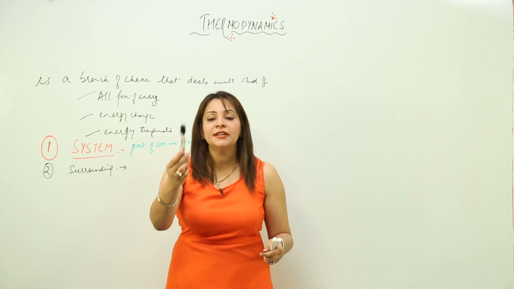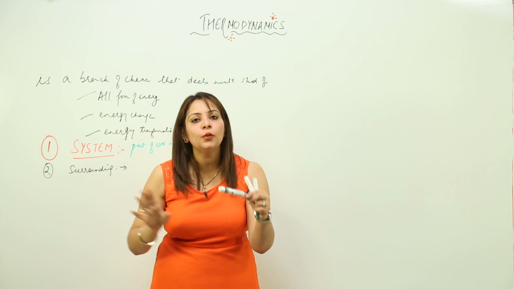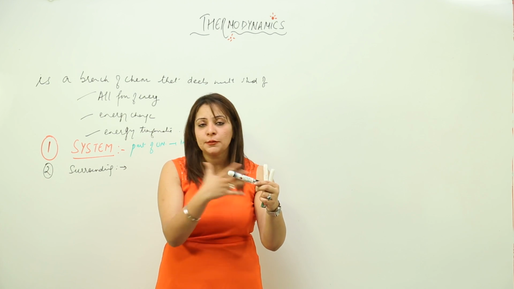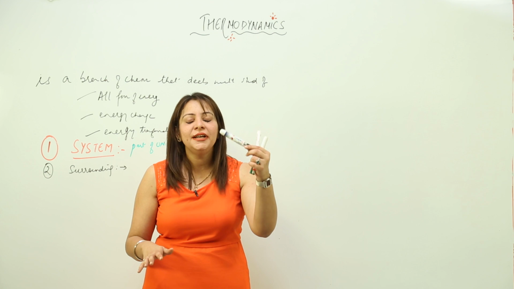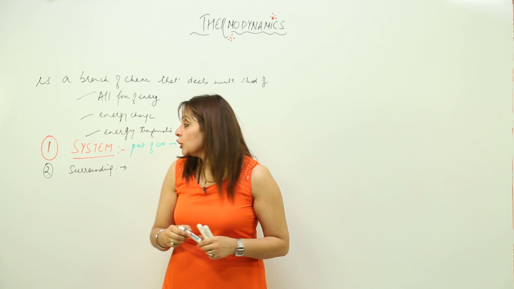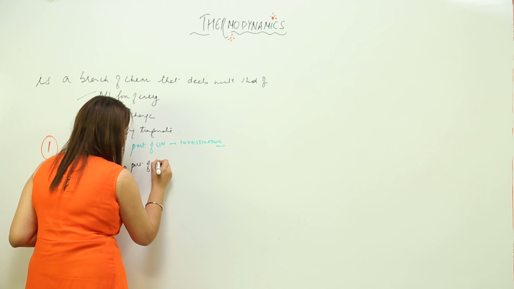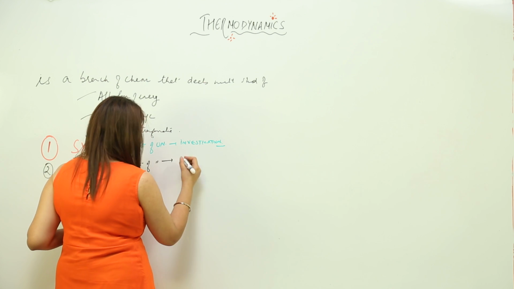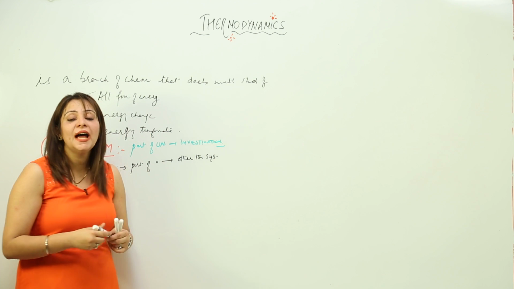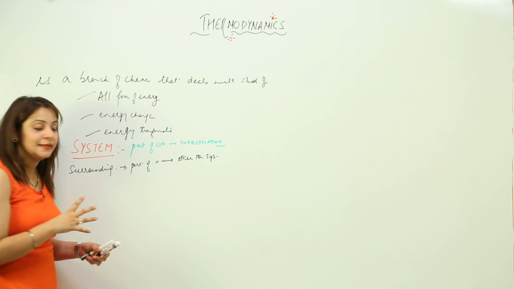Suppose I told you that this is my system, I am going to study it. Apart from this, everything around this marker, like the chair, the table or the atmosphere, everything leaving this marker, whatever is surrounding it, is called its surrounding. So the surrounding is the part of the universe other than the system. We leave the system, and everything around that system is called the surrounding.